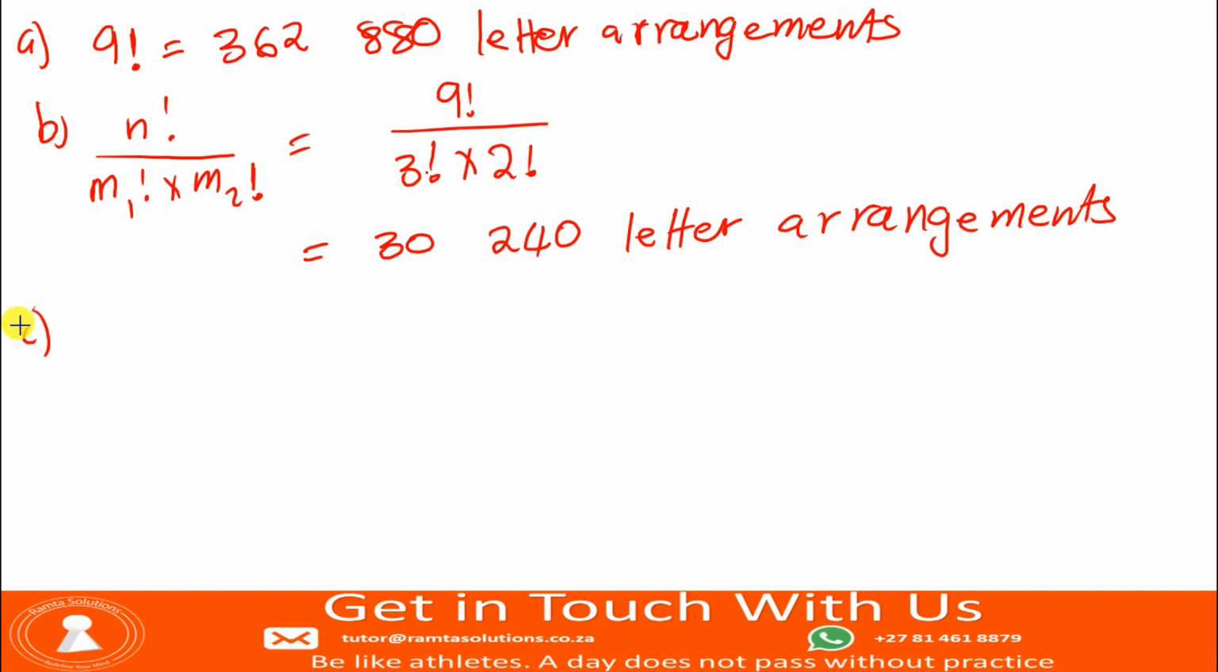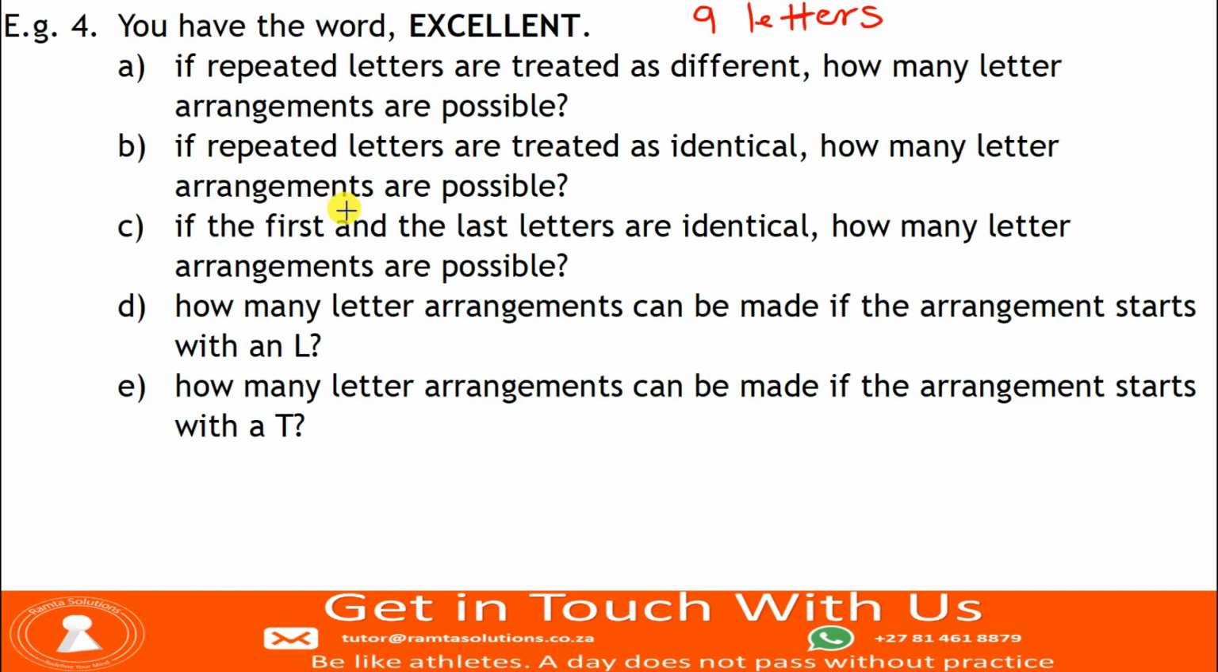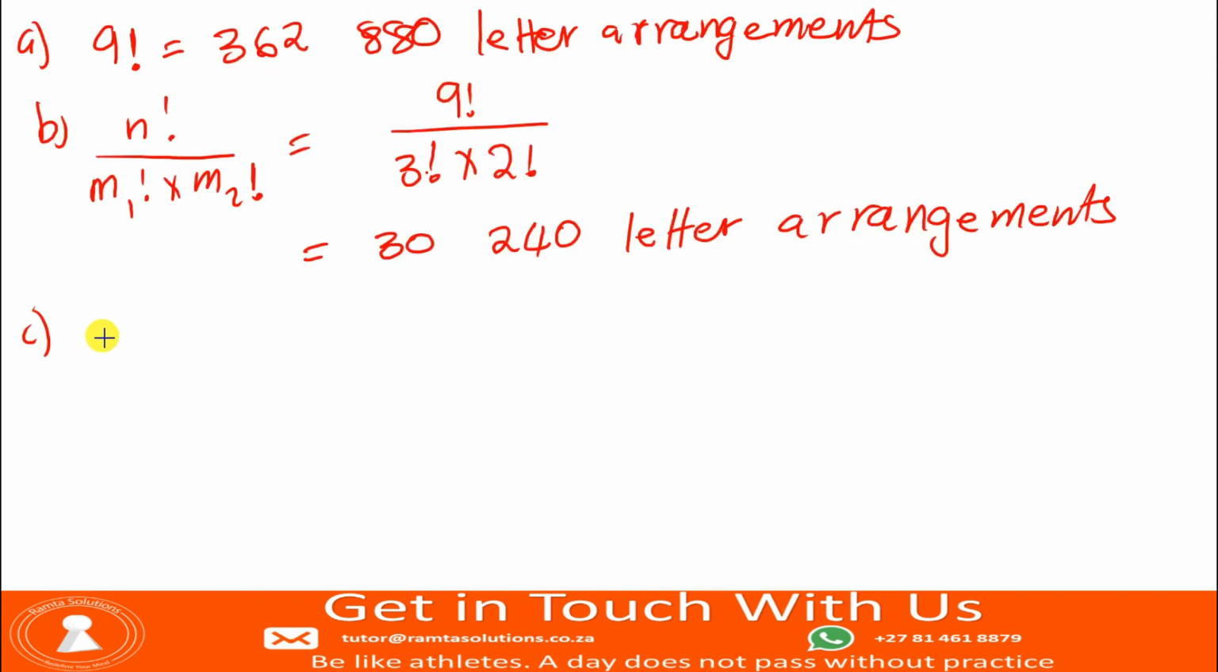Number C, what do we have? They say if the first and the last letters are identical, how many letter arrangements are possible? Be careful. The first and the last letters are identical. See. So we have the word excellent, right?